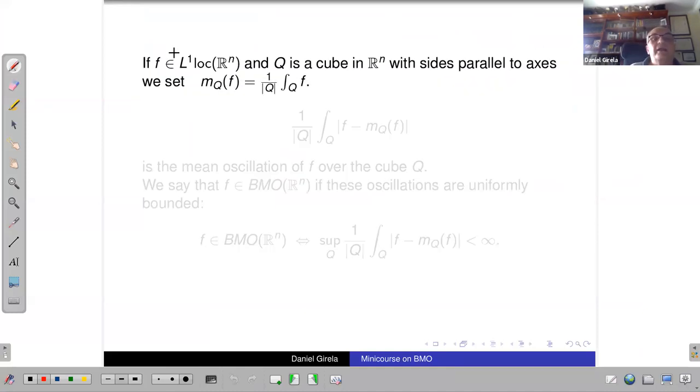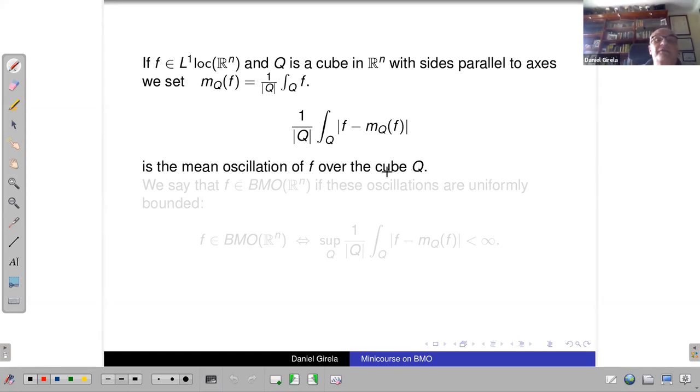If we have a function f in L^1_loc of R^n and we have a cube Q in R^n, then we can take the mean of f over Q. So we take the integral of f and divide by the measure of Q. This is the mean of f over the cube Q. Then we can consider the mean over Q of the absolute value of the difference between f and the mean of f over Q. This quantity is the mean oscillation of the function f over the cube Q.